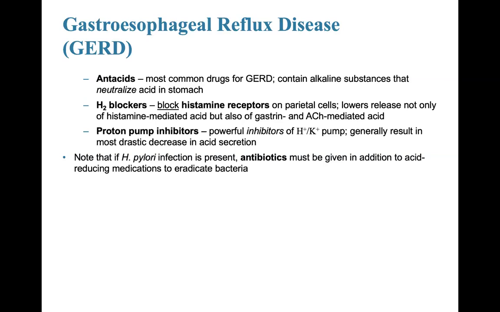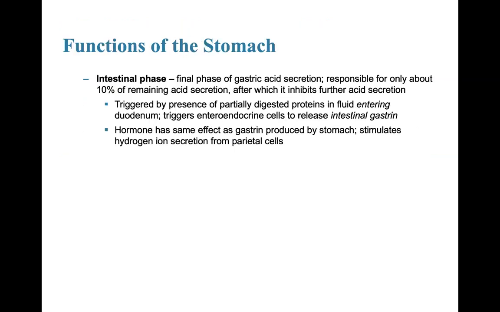Note that if H. pylori infection is persistent, antibiotics must be given in addition to the acid-reducing medications, and you need to eradicate the bacteria. And then finally, the intestinal phase. This is the final phase of gastric acid secretion, which is responsible for only about 10% of the remaining acid secretion, after which it inhibits further acid secretion. This is triggered by the presence of partially digested proteins in fluid entering into the duodenum and triggering the enteroendocrine cells to release intestinal gastrin.